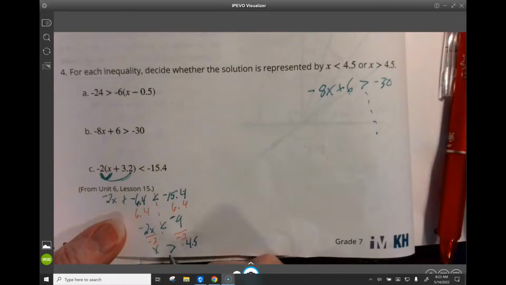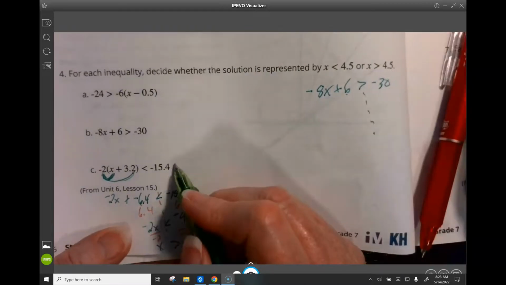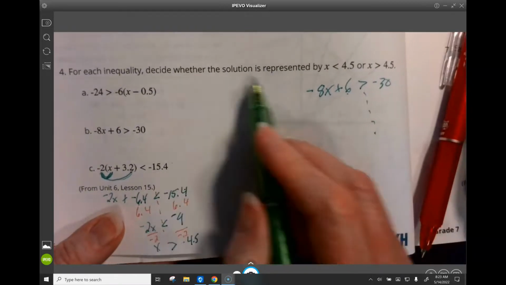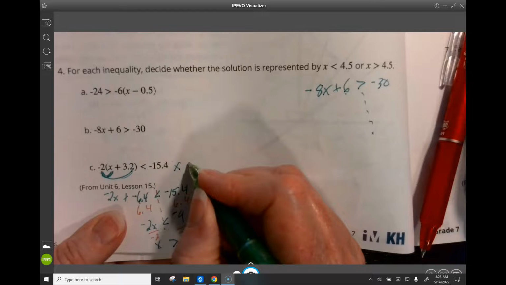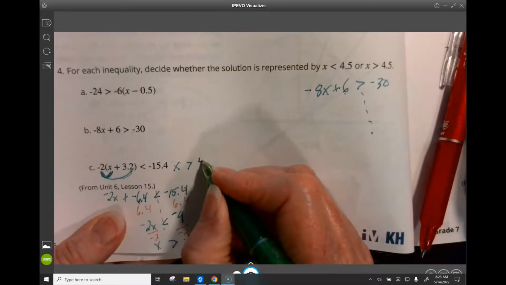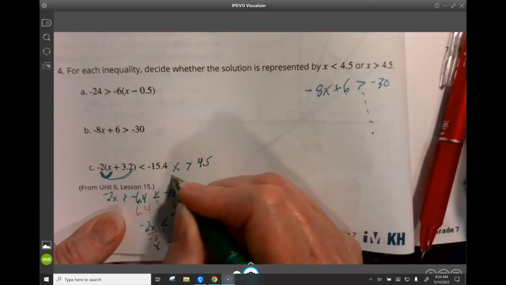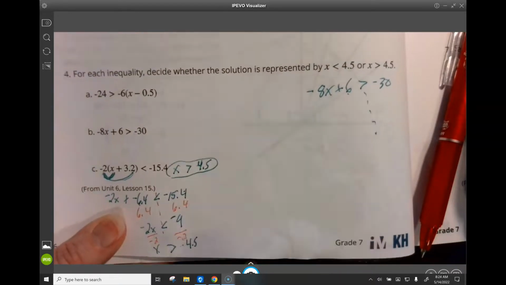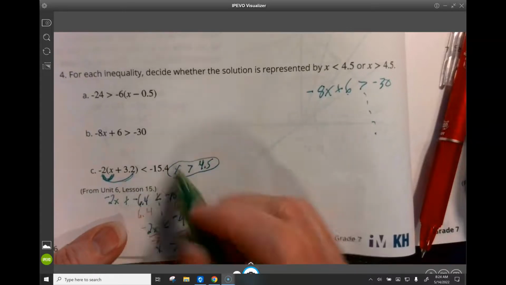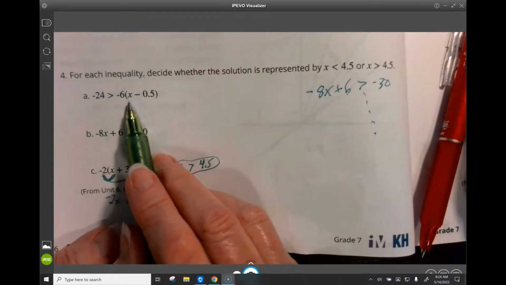Okay, so that's x is greater than 4.4. So this one is x is greater than 4.5, because I had a negative divided by a negative, that'd be a positive. Okay, so that's what it's asking you to do. A is probably similar, and you have B over here. I'll let you work on those.